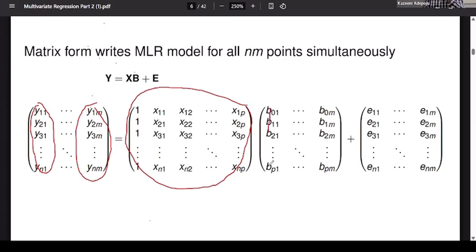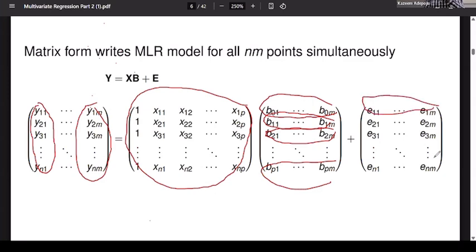Look at this. I told you the number of intercepts you're going to have is going to be M. Look at the number of intercepts here. There are going to be M intercepts, M numbers of B1, M numbers of B2, up to M numbers of that. The same thing with the error. This is where I'm going to stop. We'll continue from here on Friday.